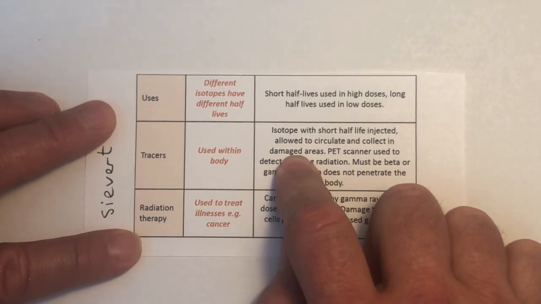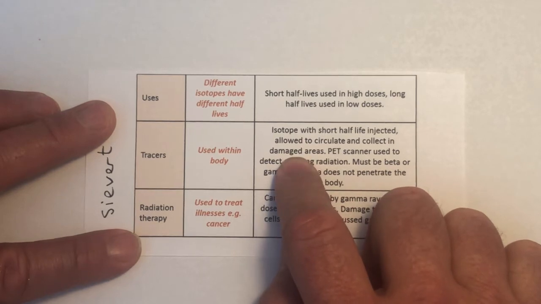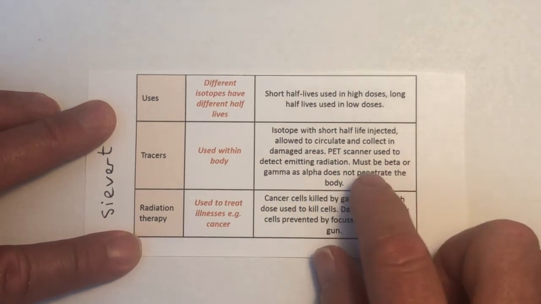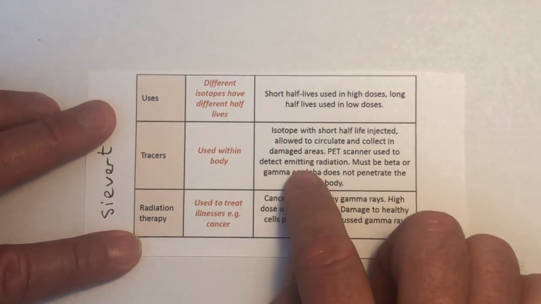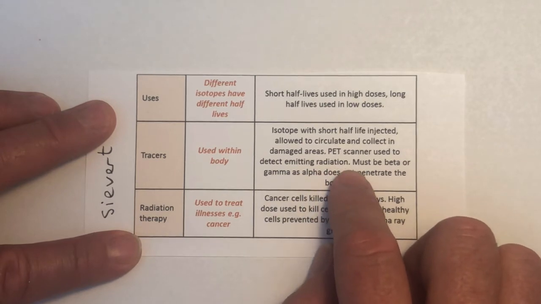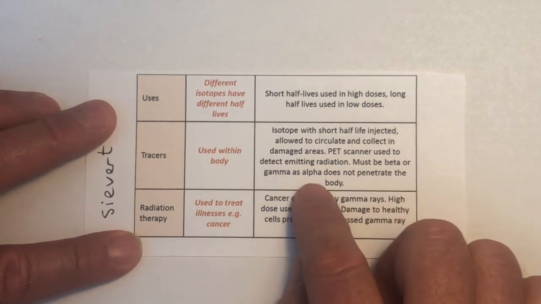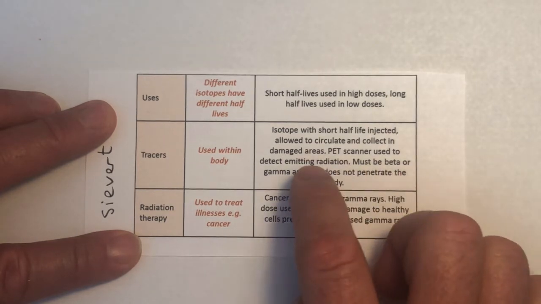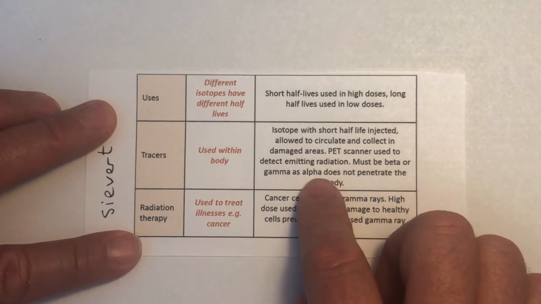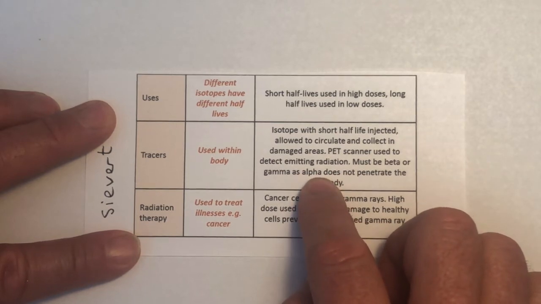So if there's a problem in the brain, that individual isotope will collect in the brain. Then they can use a PET scanner to detect the emitted radiation. Now it must be beta or gamma, as alpha does not penetrate the body. The actual decay has to be beta or gamma, because alpha would only penetrate a very, very small distance from where the substance went in.